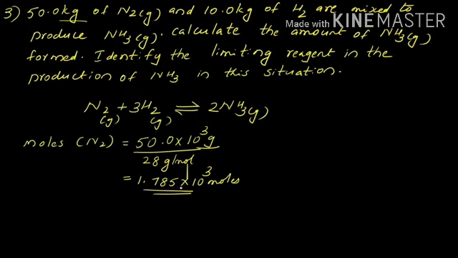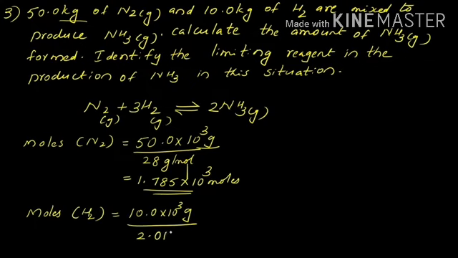Next step is we need to find out the number of moles of hydrogen. Number of moles of hydrogen is equal to, again, mass is 10 kilogram, so we need to convert into gram, so it will be 10 into 10 raised to 3 divided by the molar mass of H2. Here I am taking exactly the same atomic mass values. So we will get the molar mass of H2 as 2.016. When you do the calculation, you will get the number of moles of hydrogen as 4.96 into 10 raised to 3 moles.